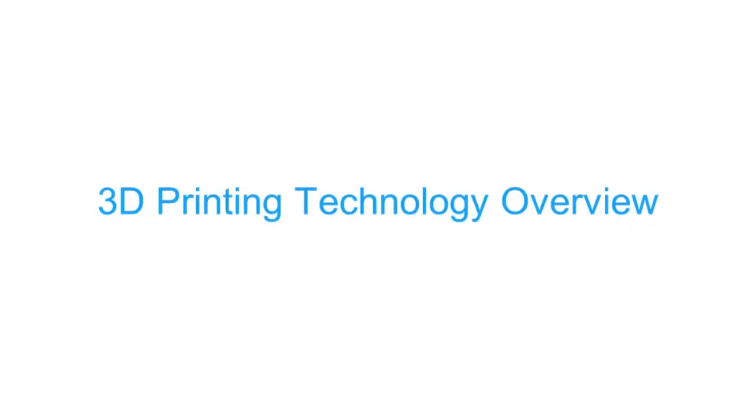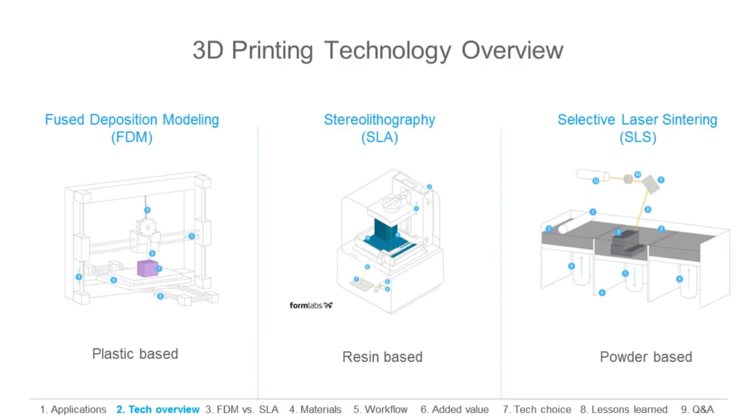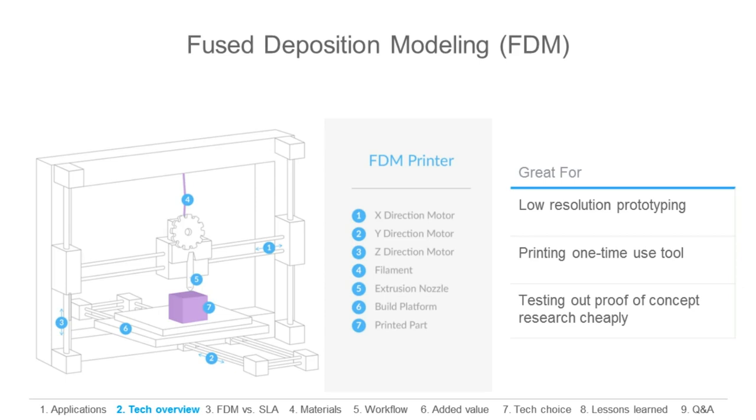So now we'll go into a 3D printing technology overview. With these applications in mind, there are many different types of 3D printing technologies that are best suited for different applications. There are three main types that we'll discuss today: FDM, SLA, which stands for stereolithography, and SLS for selective laser sintering. We'll start with FDM, which stands for fused deposition modeling.